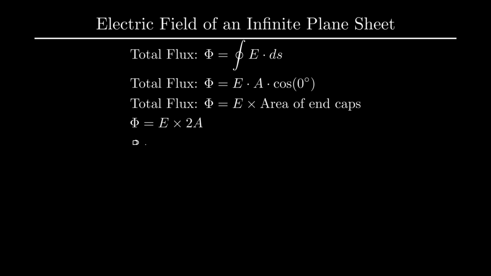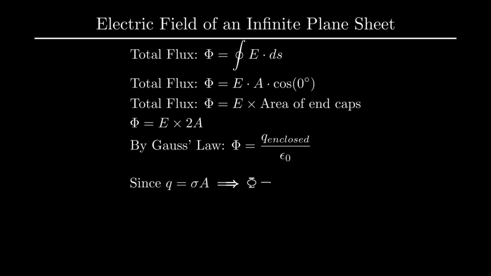According to Gauss's law, flux also equals the enclosed charge over epsilon naught. Since charge here is surface density times area, we set the equation: E times 2A equals sigma A over epsilon naught. The area cancels out, giving us our final result: E equals sigma over 2 epsilon naught.